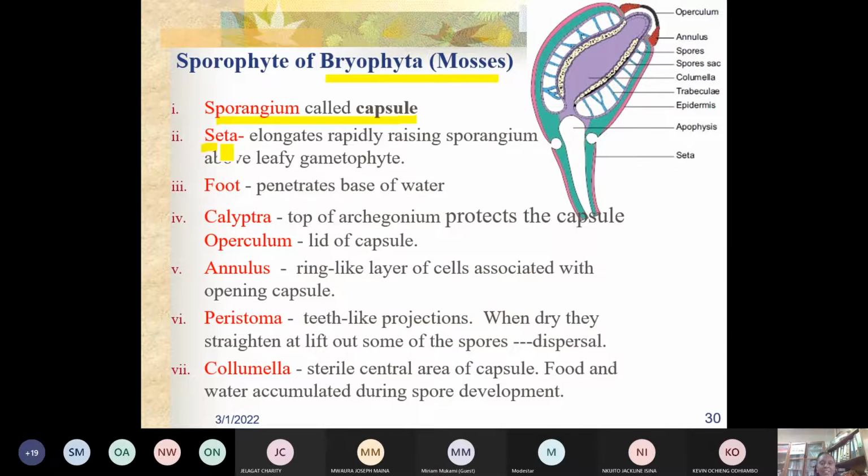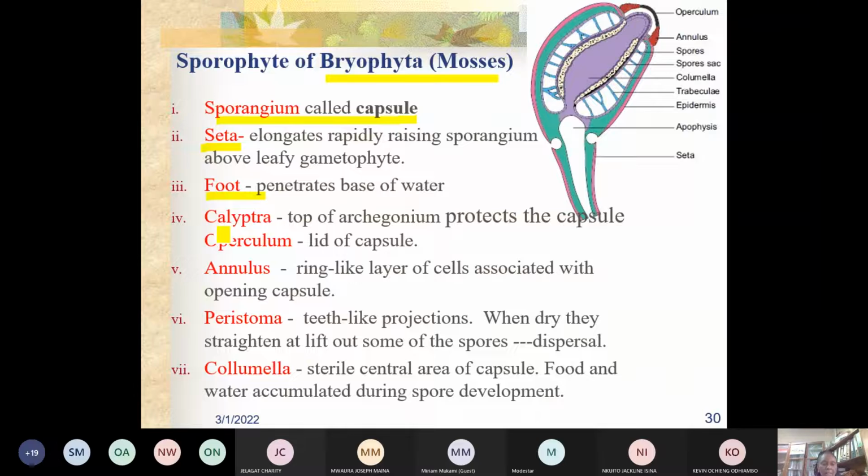Then it has a seta. So we've seen the capsule, which is, if you look in the diagram, that is the capsule. Then we have the seta, which is this portion just below the capsule. And then right at the very base, it's not seen on this particular picture, is a foot. And the foot penetrates the thallus, the gametophyte. So it penetrates into the gametophyte. Then on this capsule, we have various structures.